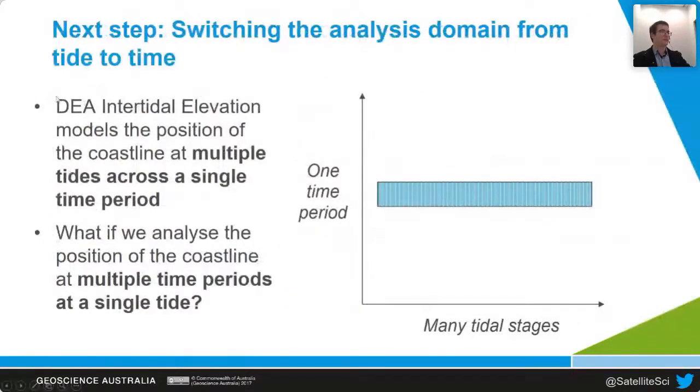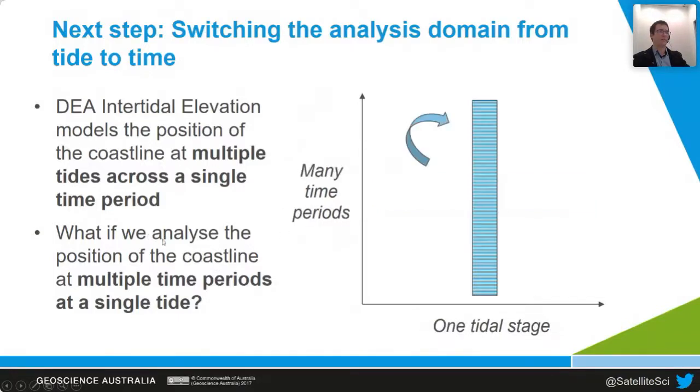Products like Digital Earth Australia Intertidal Elevation, at the moment, look at a whole range of tide heights for a whole long time period. What we can do instead is flip this. Instead of looking at lots of tides for a single time period, we can look at lots of time periods for one single tide. By controlling for tide, we can suddenly get really nice comparisons between each of these different time steps that aren't affected by tide. So you're not, for example, looking at a high tide in one image and a low tide in the other. We can control for tide and get a nice consistent view of how the coastlines are changing.